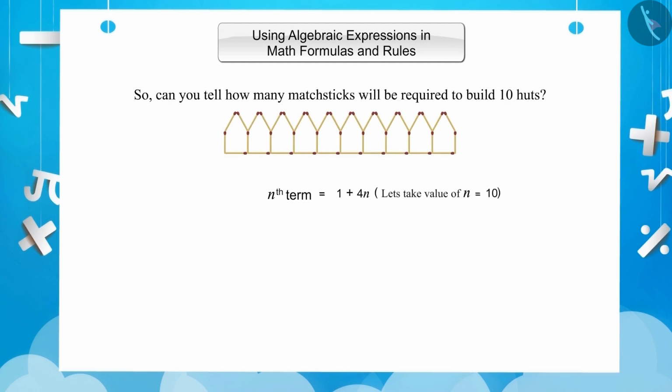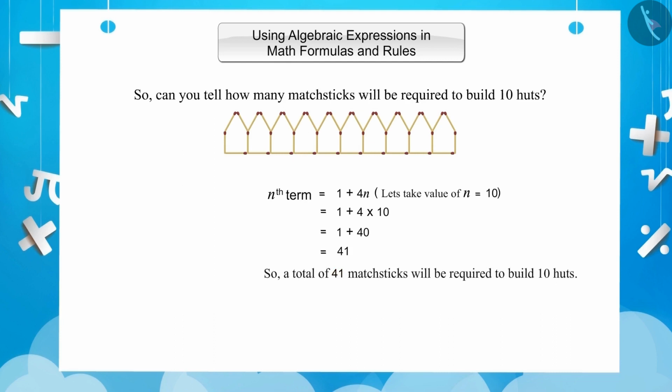Let's take the value of n as 10. According to the formula, if we place the value of n in the rule, we will get 1 plus 4 multiplied by 10, which is equal to 1 plus 40, which is equal to 41. So, a total of 41 matchsticks will be required to build 10 huts.